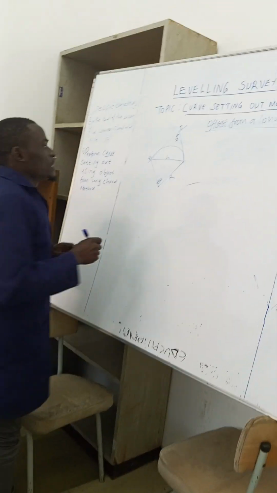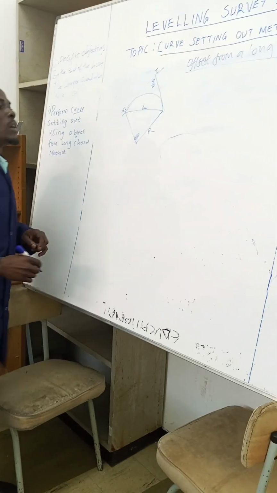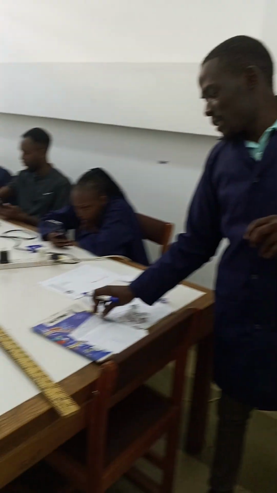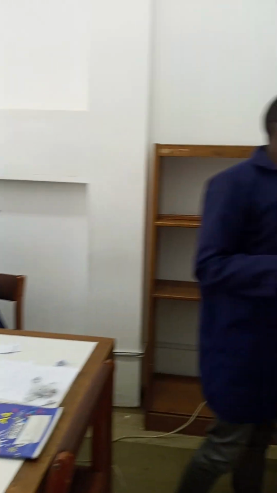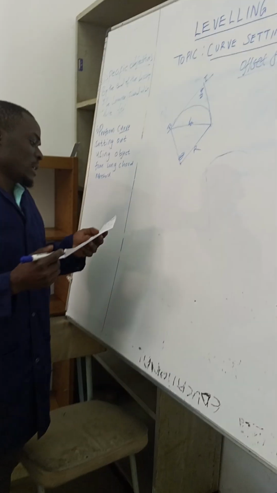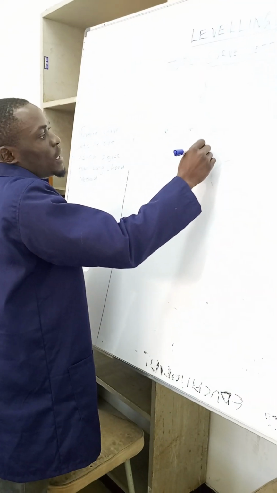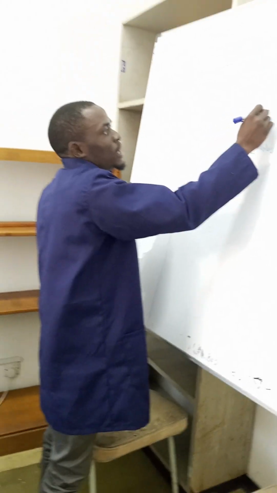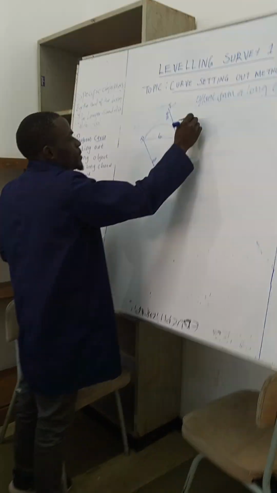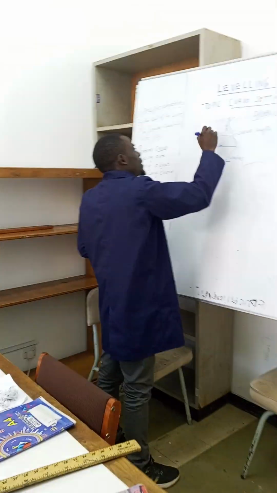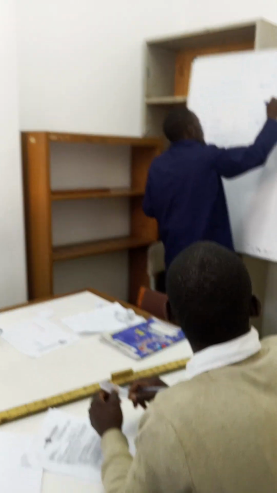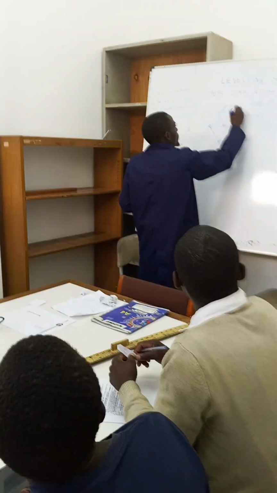The long chord is this distance that you have named L, and the radius is this R. Now, doing this process of offset from a long chord means that we are going to use this as our source. The first step, you have to know everything about the elements of this curve. You have the radius, the curve length, the tangent, and the angle of deflection.